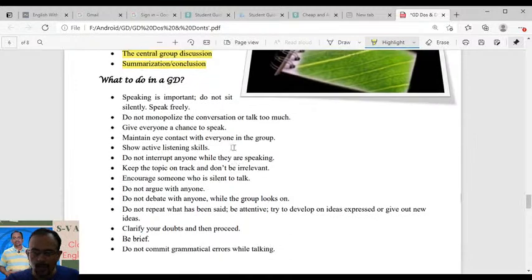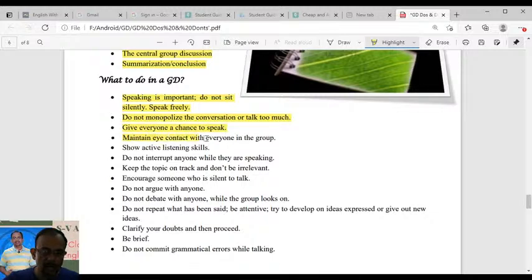Okay, so let us recapitulate and wind up our topic, dear students. What to do in a GD? Speaking is important. Do not sit silently, speak freely. Right? Number one. Number two, do not monopolize the conversation or talk too much. Right? Let others also talk. Give them a chance to talk. Give everyone a chance to speak.